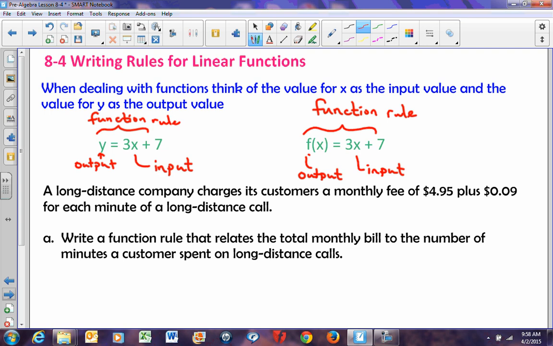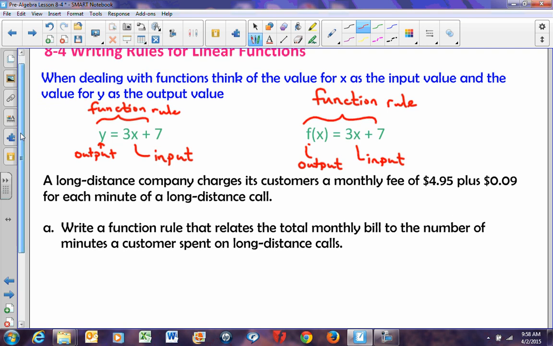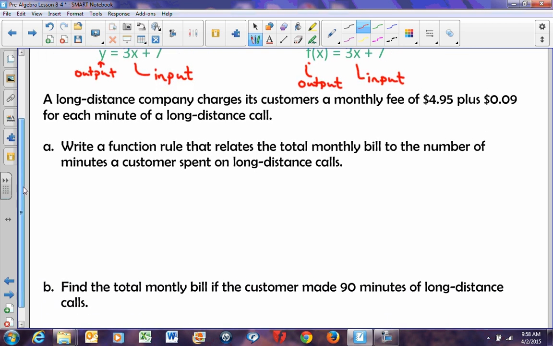Let's look at something. It says, a long-distance company charges its customers a monthly fee of $4.95 plus 9 cents each minute of a long-distance call. We're going to write a function rule that relates the total monthly bill to the number of minutes a customer spent on long-distance calls. Okay. So the first thing we have to do is make sure we understand what the question is saying. Our question says that we are going to pay a monthly fee.